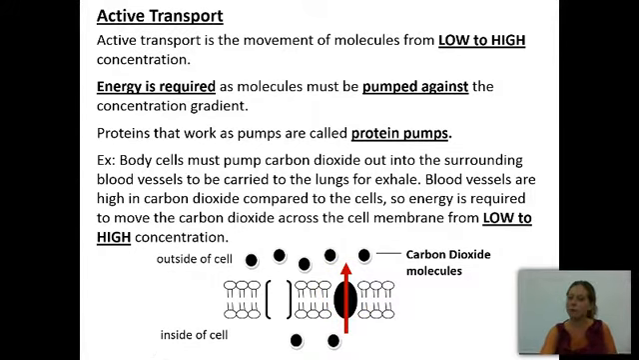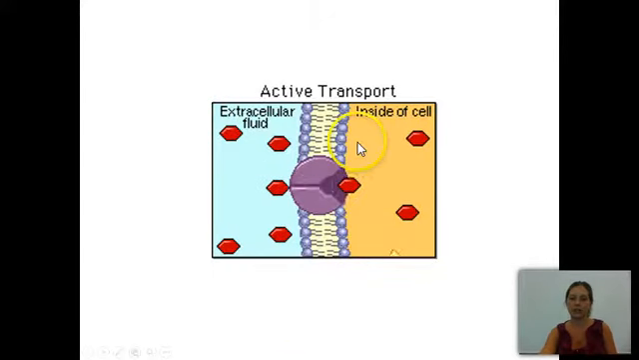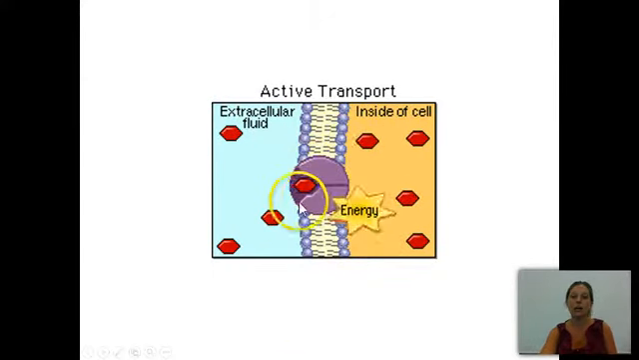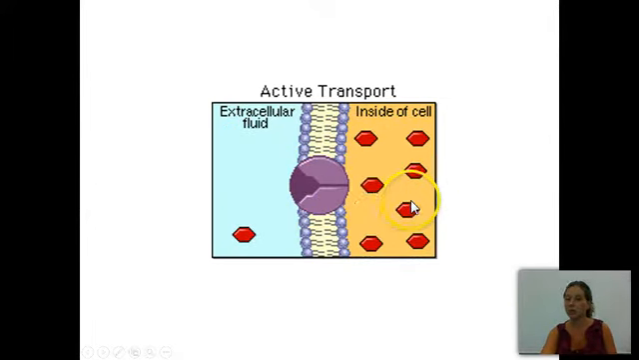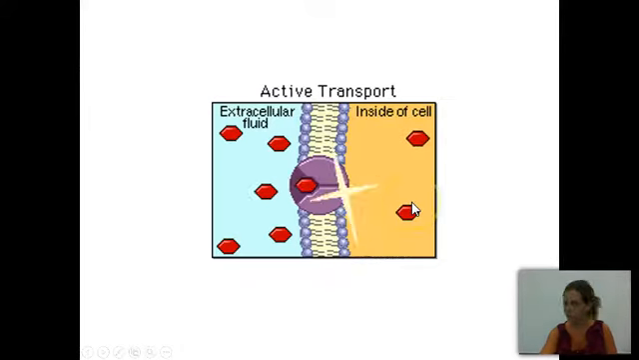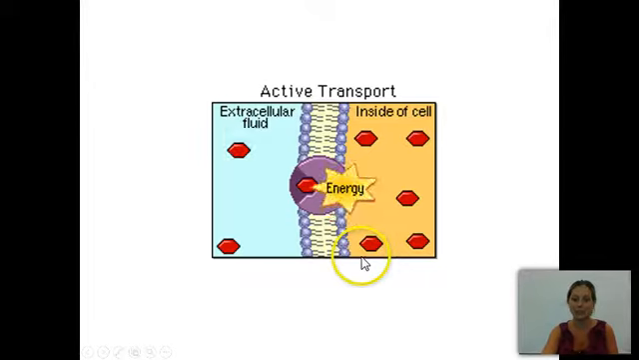So for example, body cells have to pump carbon dioxide out into the surrounding blood vessels to be carried to the lungs for exhalation. Blood vessels are already high in carbon dioxide compared to the cells, so energy is required to move the carbon dioxide across the cell membrane from a low to a high concentration. So there is active transport. Again, we have a carrier protein squeezing things along, but we're moving things from where they were low and we're putting them to a concentration where it's going to be much higher. So that's not what molecules want to do, which means it's going to take some sort of energy. And in this case, that energy is ATP.